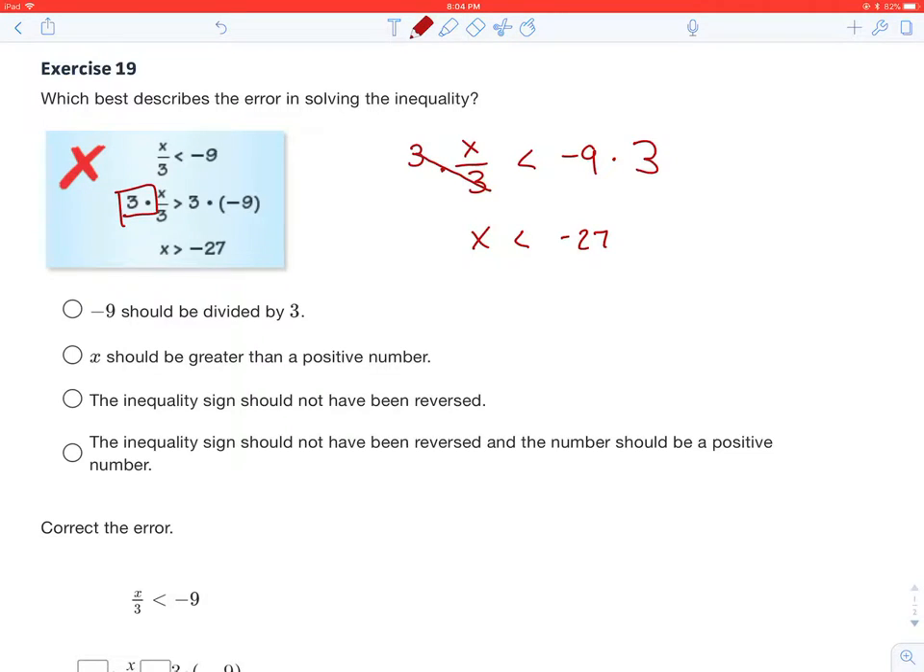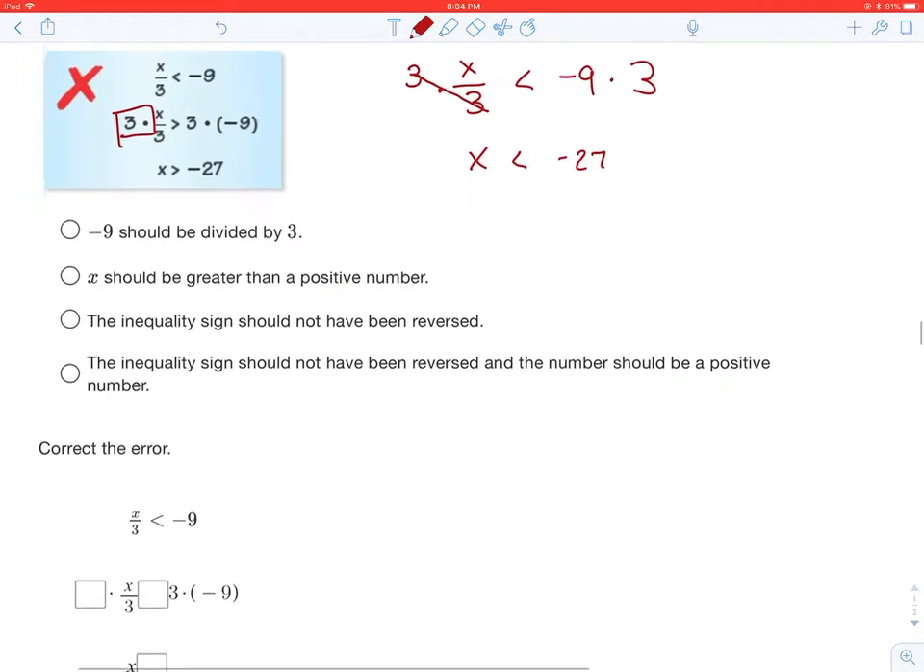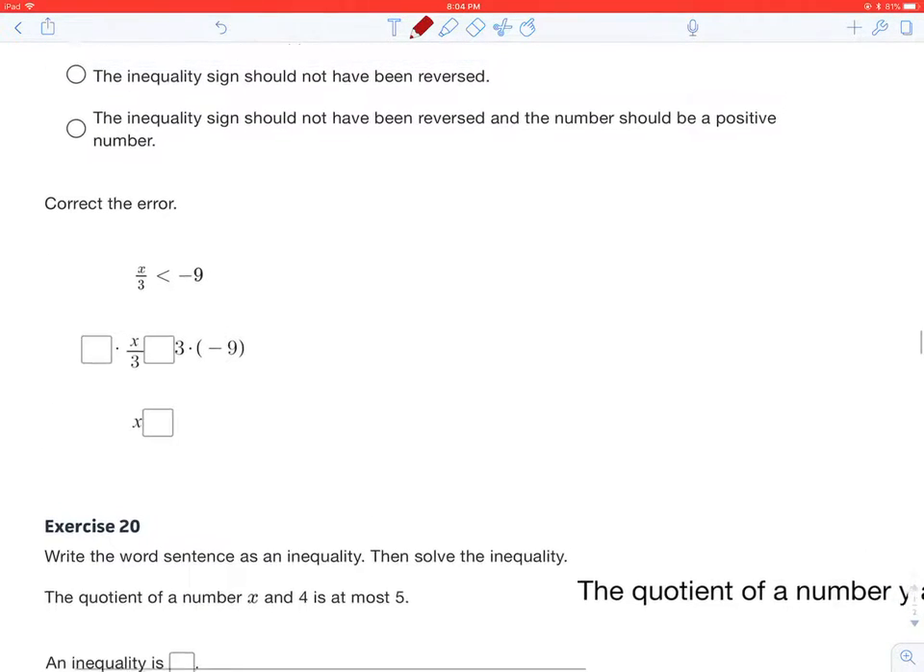So now I need to compare how my answer is different from their answer. Well, in my answer, I see that I have a less than sign while they have a greater than sign. That's the only difference that I'm seeing here. Aside from that, the x is the same, the negative 27 is the same, and so you would choose the option that describes that that's the part that they did incorrectly. So I'm going to let you choose that.